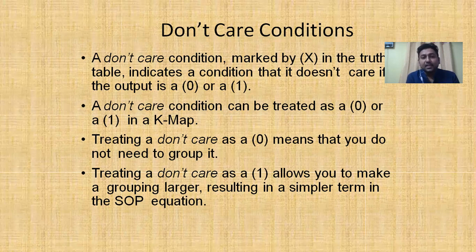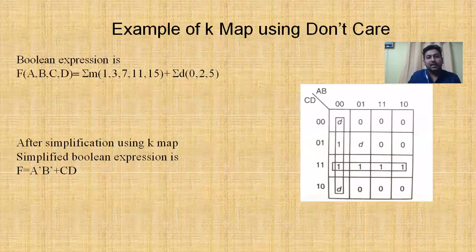When it is necessary to group, then we consider don't care as a 1. The benefit is that we may complete the grouping and minimize the terms, minimize the final expression. That is the use of don't care. So here we take an example of a K-map using don't care. For the Boolean expression, the 4 variables are a, b, c, d, the minterms are 1, 3, 7, 11, 15, and the don't care values are 0 to 5.